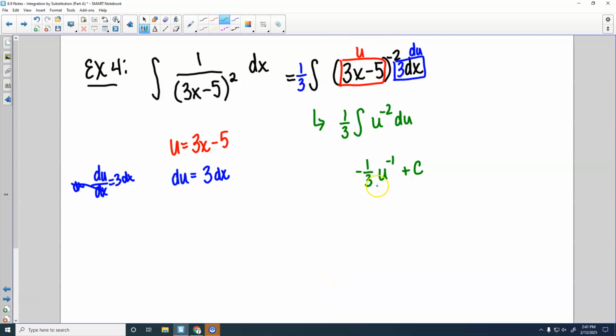And so you could just plug this back in, 3x minus 5 to the negative 1 plus c. Certainly, if it's a free response question, just leave it there. They might send that back down to the bottom and make it look like this, 3 times 3x minus 5 plus c. They might even distribute that 3 there. It just depends on how they decide to leave it. You should always be left with just a u to plug in.